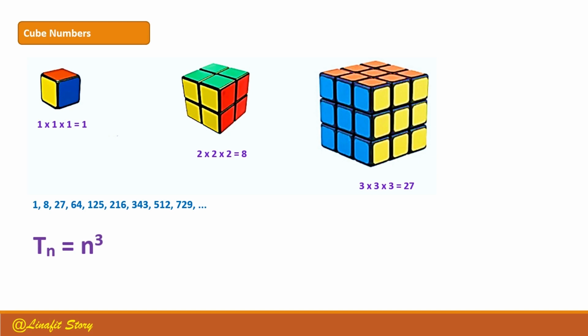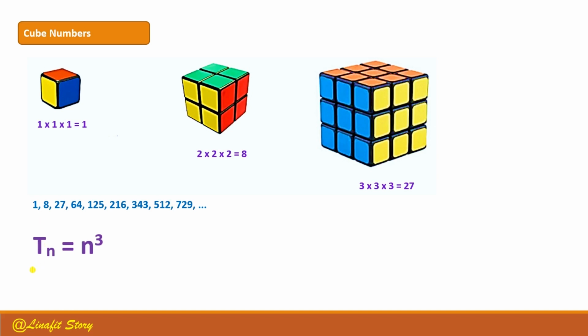Cube numbers. Here is a cube. 1 times 1 times 1 is equal to 1. 2 cubed. 2 times 2 times 2 is equal to 8. 3 cubed. 3 times 3 times 3 is equal to 27. 4 cubed is 64. 5 cubed, 125. 216, 343, 512, 729, and so on. So the general rule for the cube numbers is Cn is equal to n cubed.